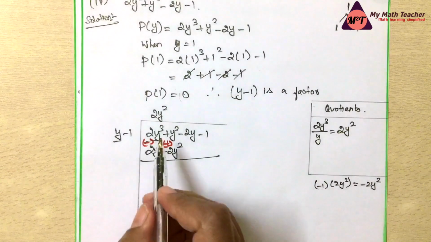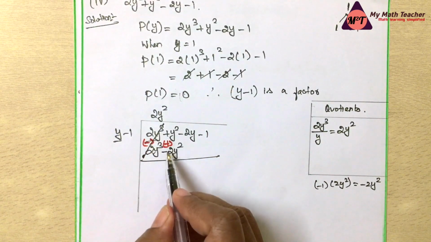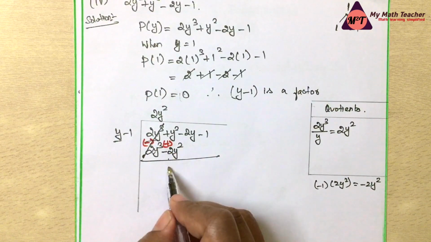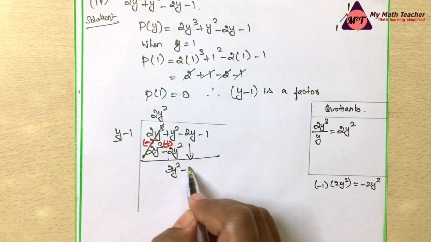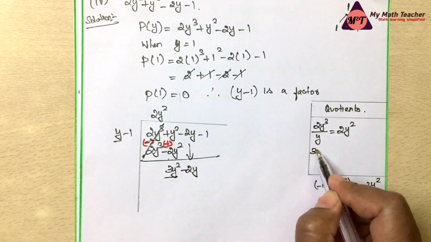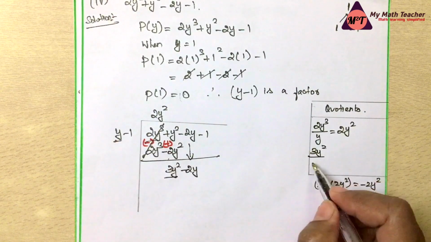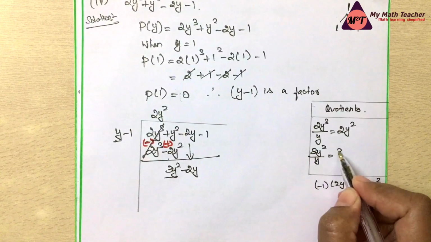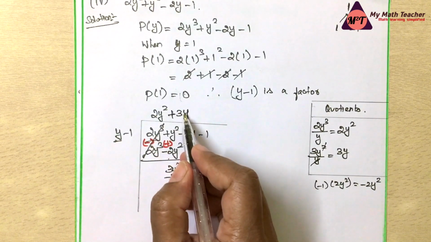Now 2y cube minus 2y cube is 0. Now it is y square plus 2y square, that is 3y square. Bring the next term here, that is minus 2y. Now take the first term, 3y square, divided by the first term in the divisor, which is y. When you divide, it will be positive 3y.